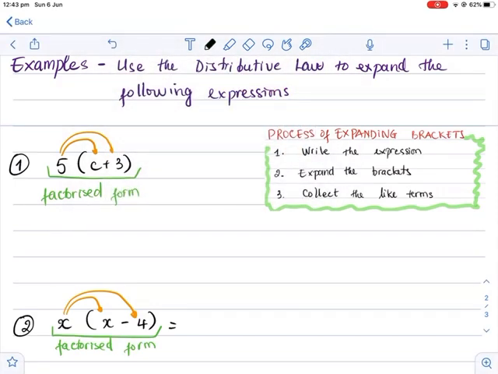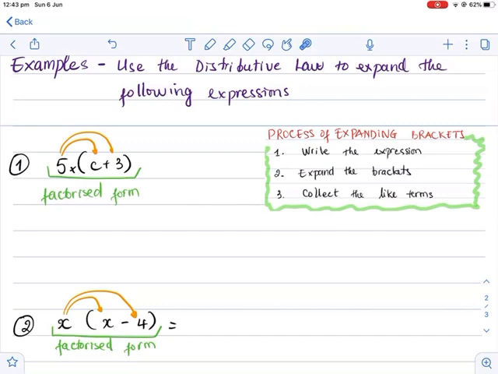The first example I have is 5 times (C plus 3). 5 times bracket C plus 3. You know that there is a little multiplication here, but in algebra we do not write it. And this one is the factorised form. Now we have to expand the bracket, get rid of the bracket, to bring this expression to the expanded form by using the distributive law as the question requests.